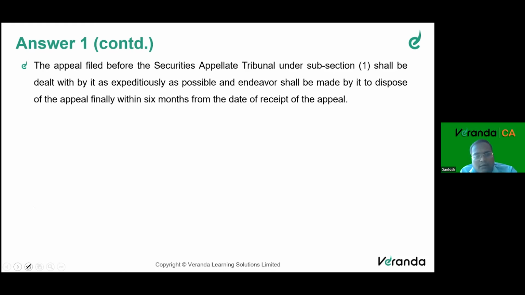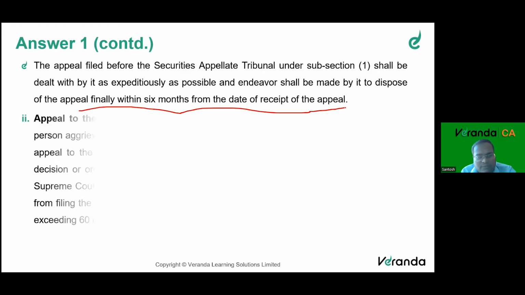Now, there is a time limit within which SAT has to also close a particular case. It is to dispose of any appeal, at least finally, within 6 months from the date of appeal. So now there are two dates that we saw. One is 45 days from the date of receiving an order, you can appeal to the SAT. Within 6 months, SAT will have to close this particular case.